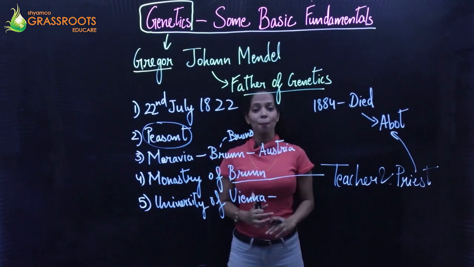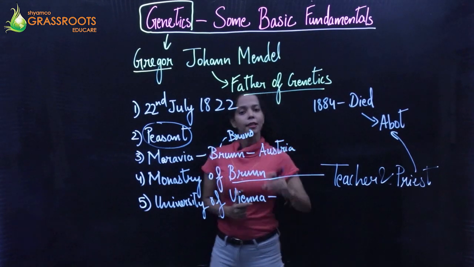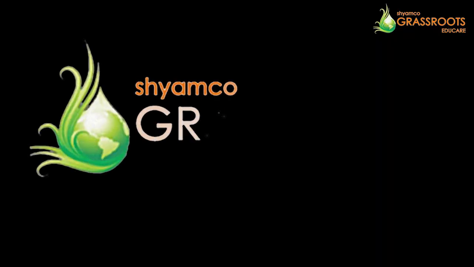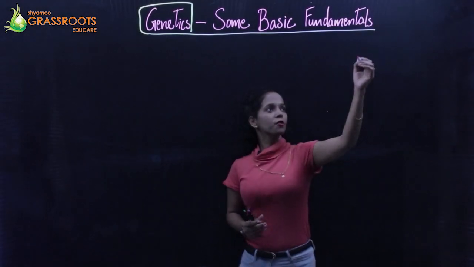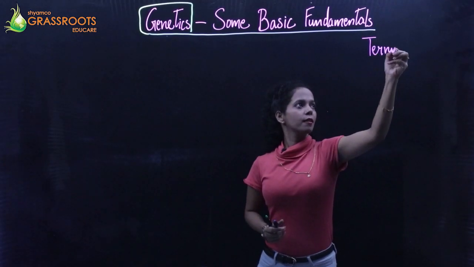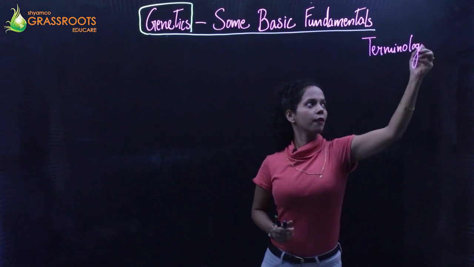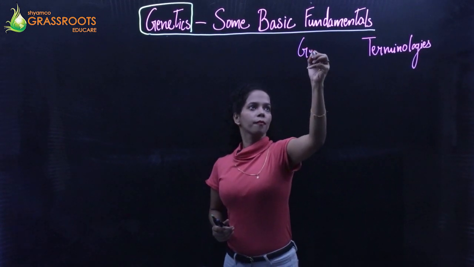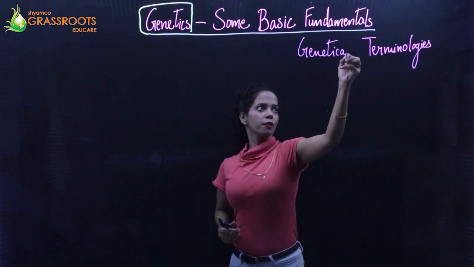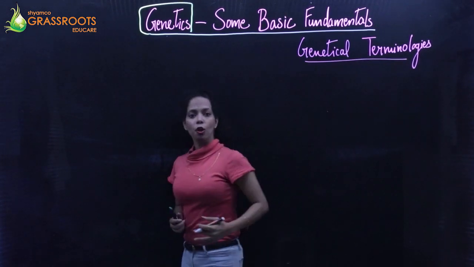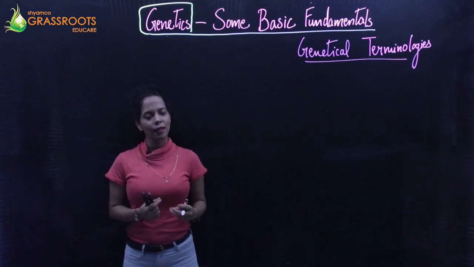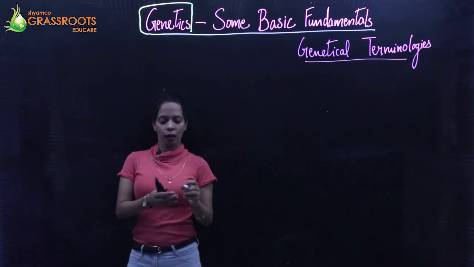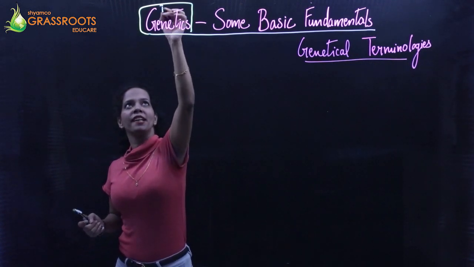Next we are going to study the basic terminologies which we are going to use in genetics. The next thing which we are going to study is terminologies. To be specific, it will be genetical terminologies. Now I am going to list down the terminologies in a sequence which will be very easy for you to understand because they will be connected to each other. Now, the first genetical terminology is genetics itself.